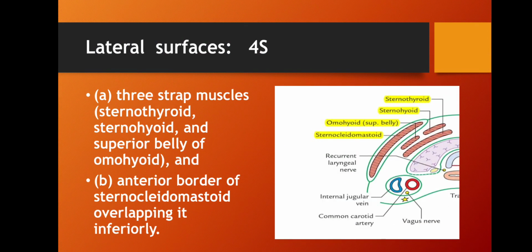Next, lateral surfaces. We have the rule 4S. What are the 4S? Sternothyroid muscle, this one is the sternothyroid muscle, and this one sternohyoid muscle, and this one the superior belly of omohyoid, and this one is the sternocleidomastoid. So these are the four structures which are related to the lateral surface of the thyroid gland.